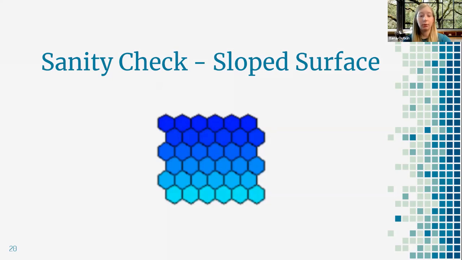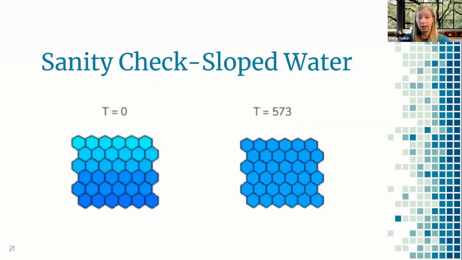So another simple surface had equal initial elevation values, and a sloped initial water level. And as expected, after some time, the water level evened out.